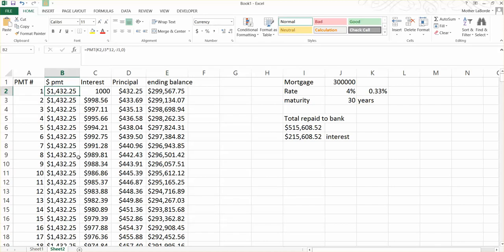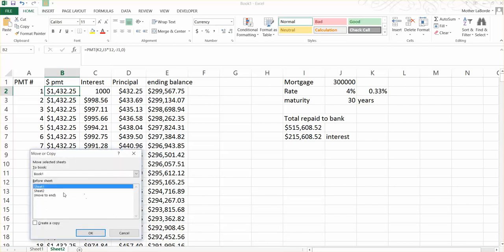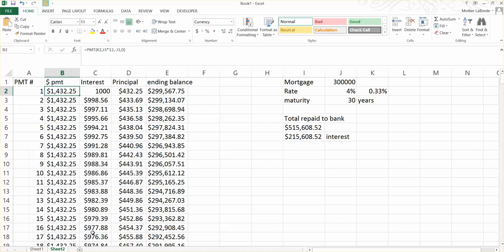Actually, I think what I'll do is just create a duplicate sheet, and then I'll save the spreadsheet so y'all can look at it. So I'm just going to copy this. This will be my amortized one, and this will be my non-amortized one, if y'all want to look at this.